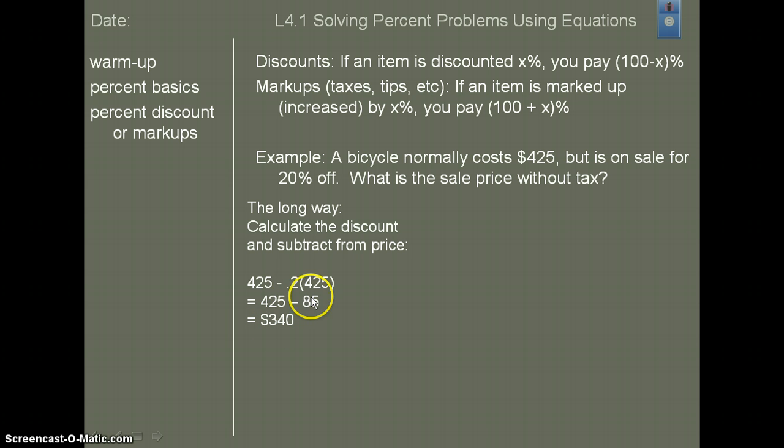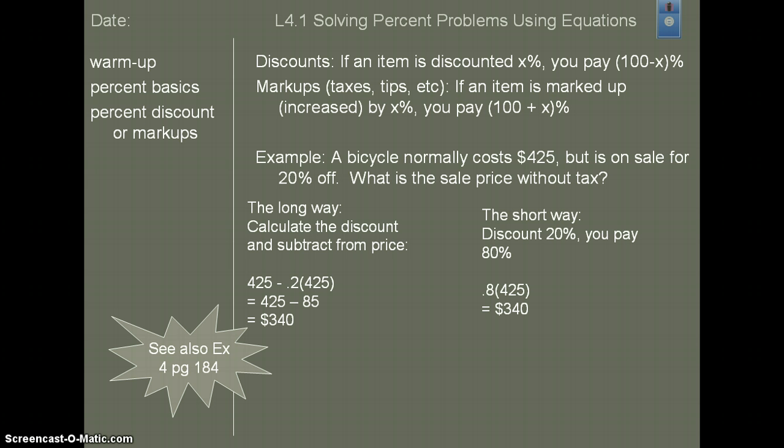Now we can see like terms here. We have 1 times 425 minus 0.2 times 425. So there's a shortcut way. The discount is 20%. That means that we're paying 80%. 100 minus 20 is 80%. So we calculate 80% of the original price, $425, and we come up with $340. There's also an example in the book that highlights this that you can take a look at as well.